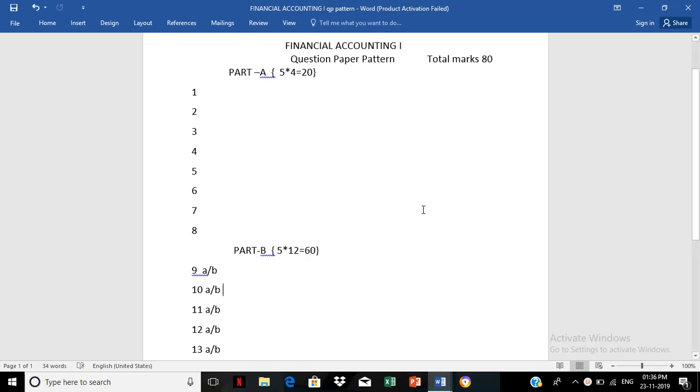First of all, this is for 80 marks. The total marks of the paper is 80, which is divided into 20 plus 60. Now 20 is for part A and 60 is for part B. Now let's see in part A what you will get.